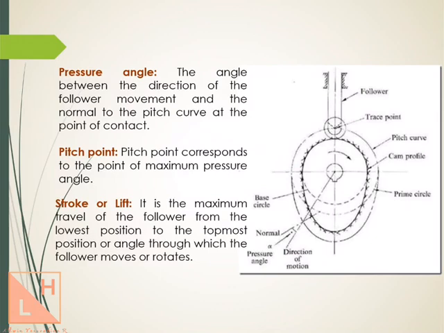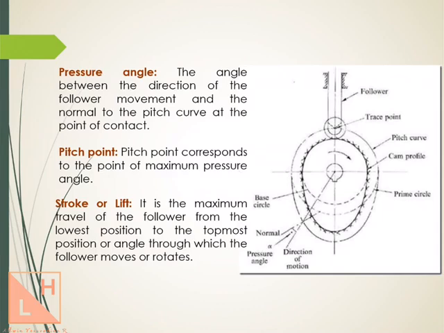Stroke or lift is the maximum travel of the follower from the lowest position to the topmost position, or the angle through which the follower moves or rotates. Now you see there is a follower which is moving in a translating, or linear, direction. This follower will be at the lowest position, and at some point in the cam profile it will reach the maximum height, that is the topmost position. The distance from the lowest to the topmost point is called the stroke or lift.